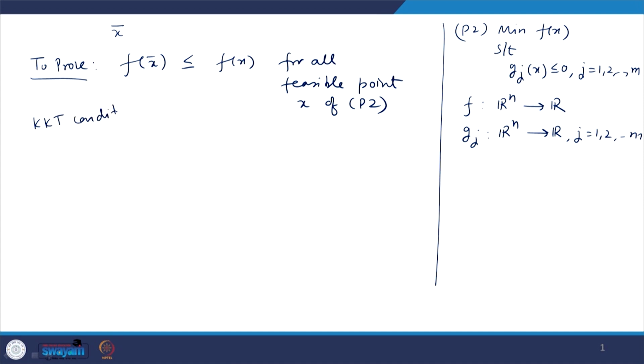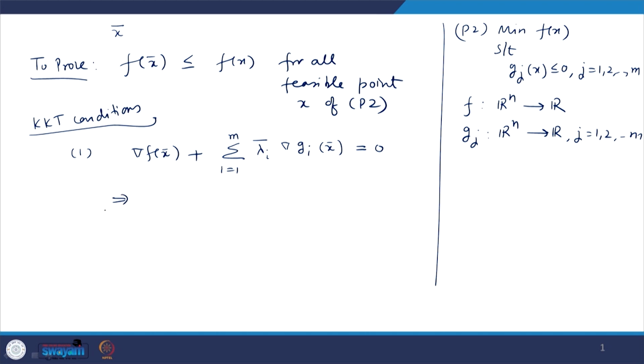So, let us go to the first KKT condition. The first KKT condition is gradient of f(x bar) plus summation i from 1 to m lambda_i bar gradient of g_i(x bar) is equal to 0. This is the first condition. So, we know that x bar satisfies this condition.